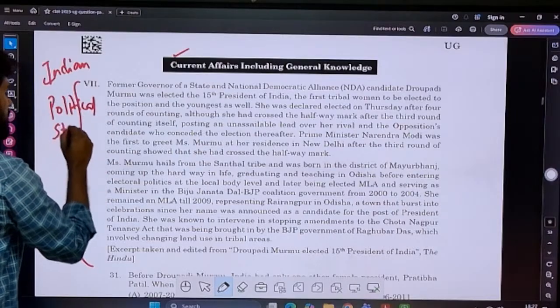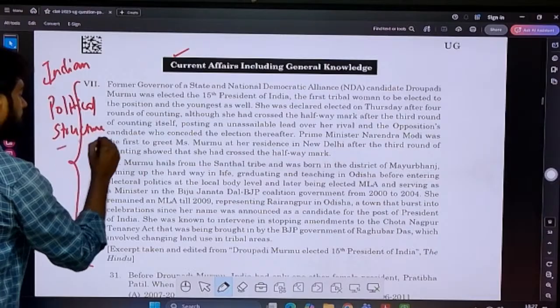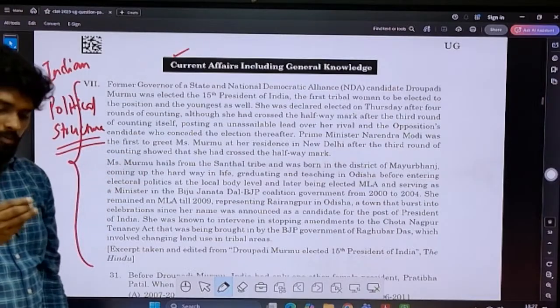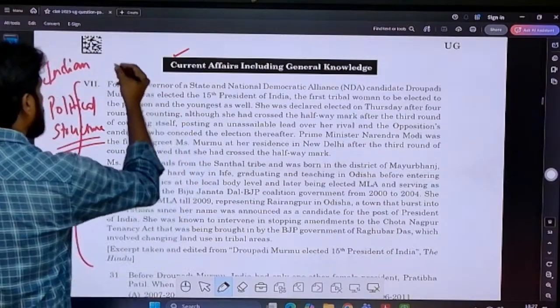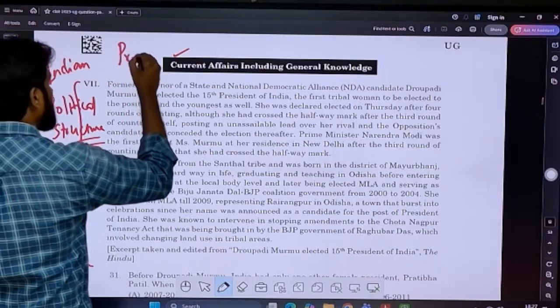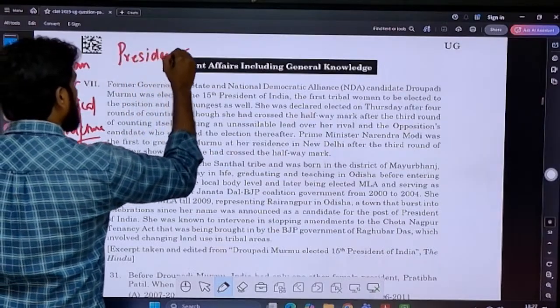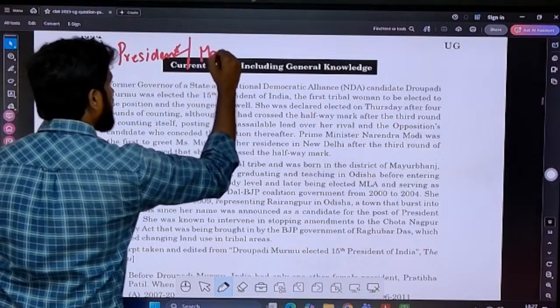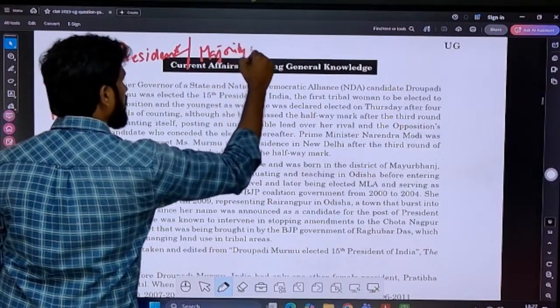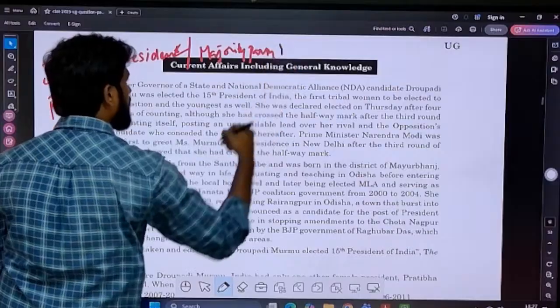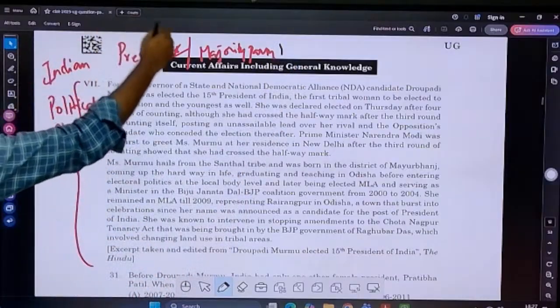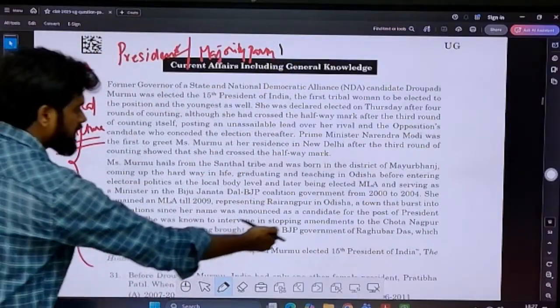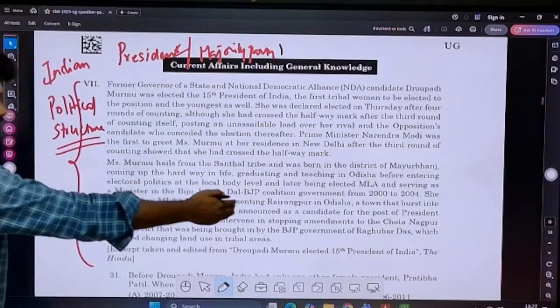Indian political structure. They're talking about Indian political structure. So what are they talking about? One is the president, and they're talking about the majority party. So this is what the entire article was talking about. They're talking about the BJP government of Raghubar Das.